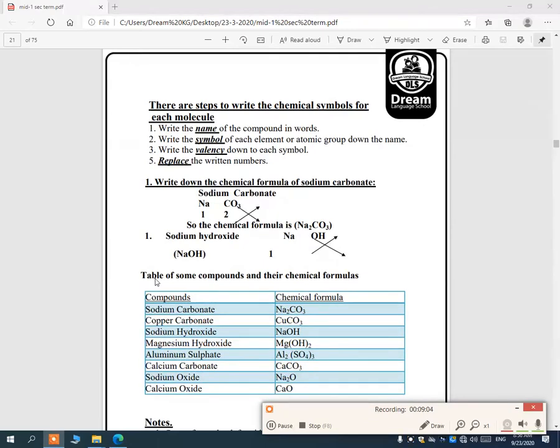We have here an example. Write down the chemical formula of sodium carbonate. First, we will write the names, sodium and carbonate. And we will write the symbol of each one below it: sodium Na, carbonate CO3. Next we will write the valency of each one below it. The valency of sodium is 1. The valency of carbonate is 2. Now the last step is to exchange the numbers. I mean that Na will take the 2 and CO3 will take the 1. So the chemical formula will be Na2CO3.